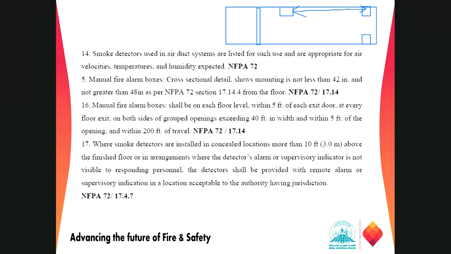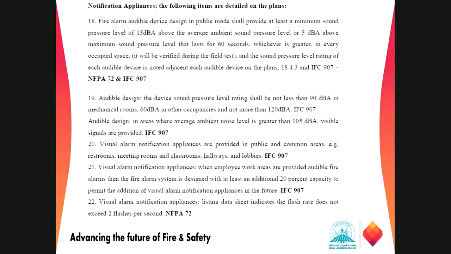And then they are talking about the height of the smoke detector, the one we discussed in the beginning. And there are requirements for the notification appliance devices, right? For the public mode and the private mode we discussed, they should be as per NFPA 72 or IFC 907, right? The sound level and all, I think we discussed that while discussing the private and public fire alarm system, right? Let's go on.